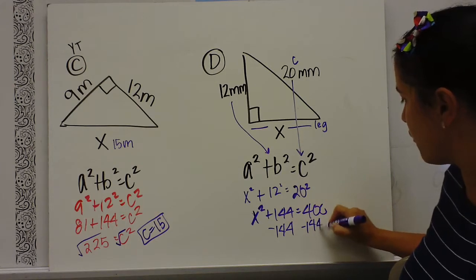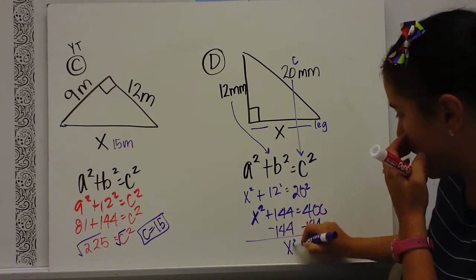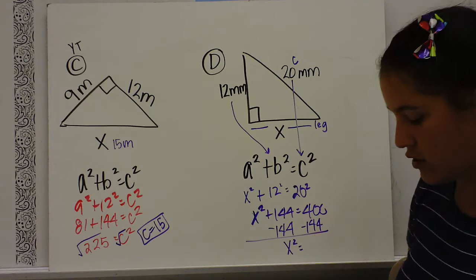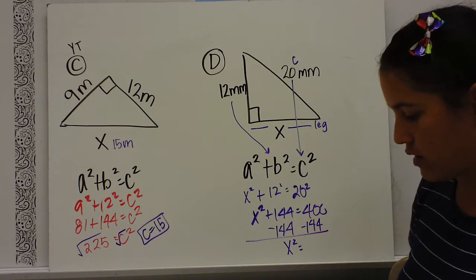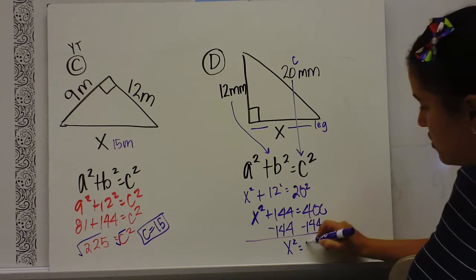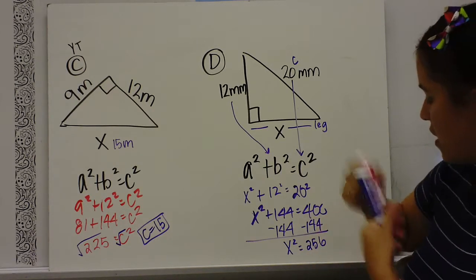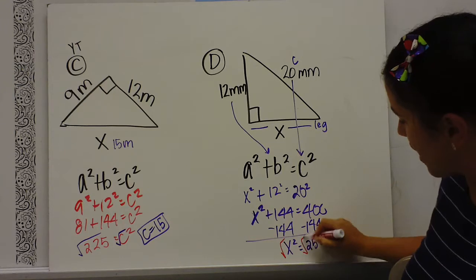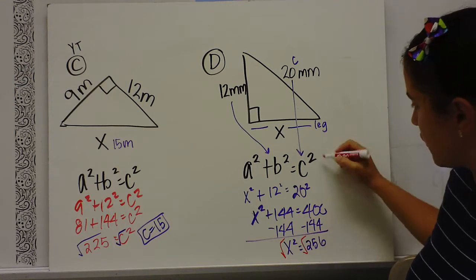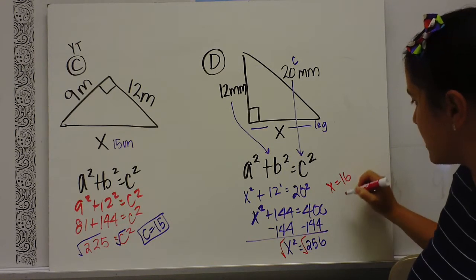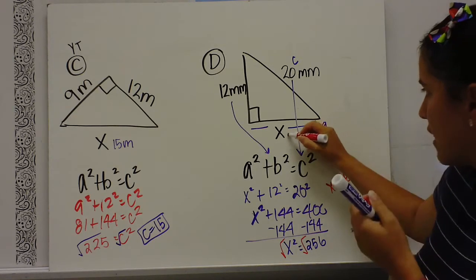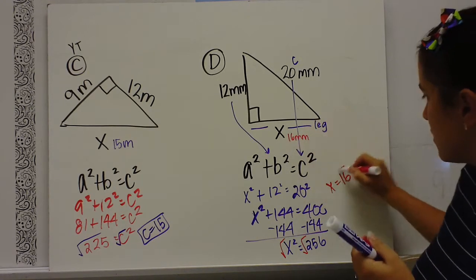I subtract 144 from both sides. So 400 minus 144 is 256. I'm going to square root 256, and x equals 16. So I know that my leg is 16 millimeters.